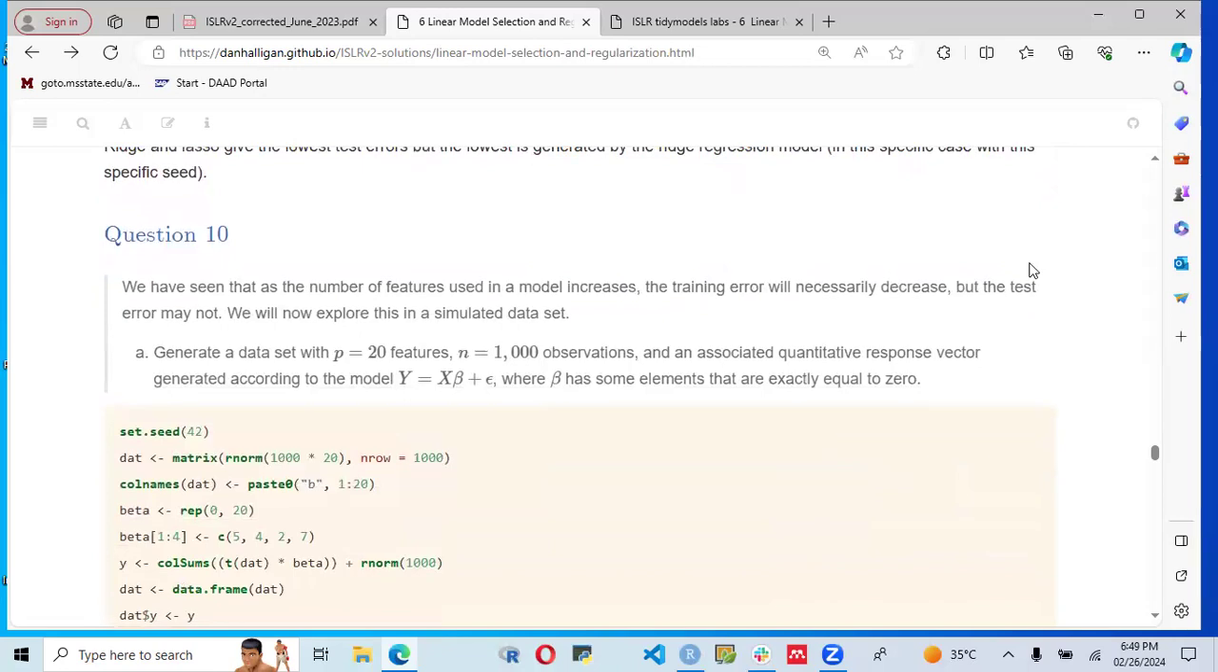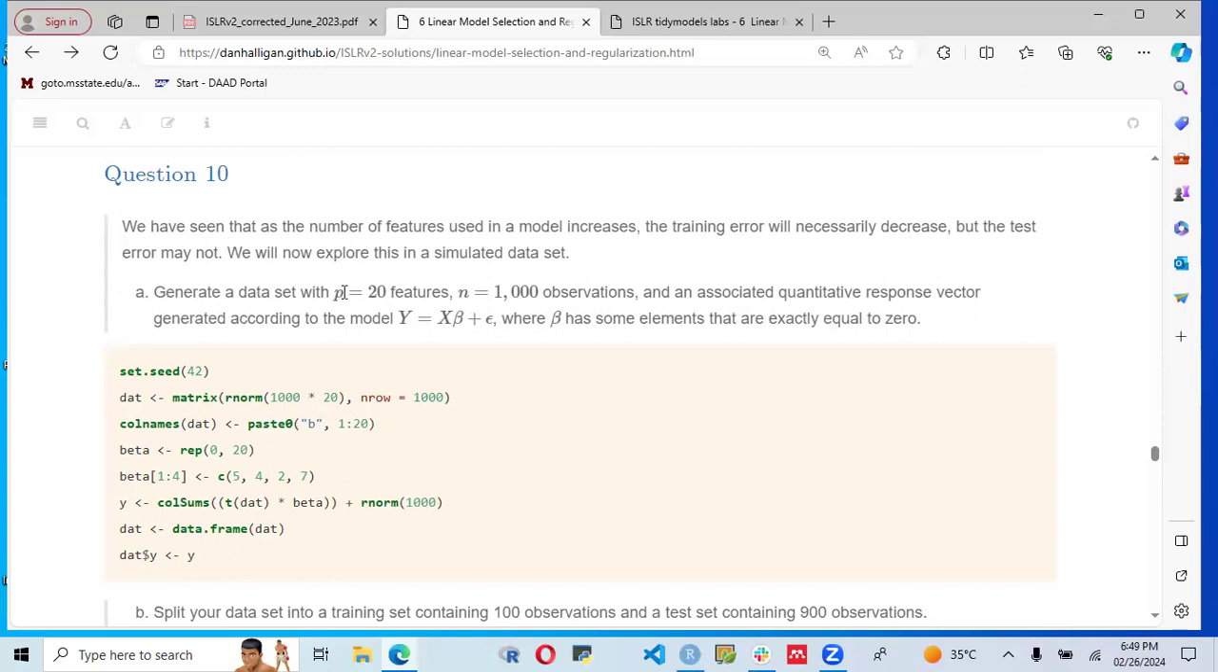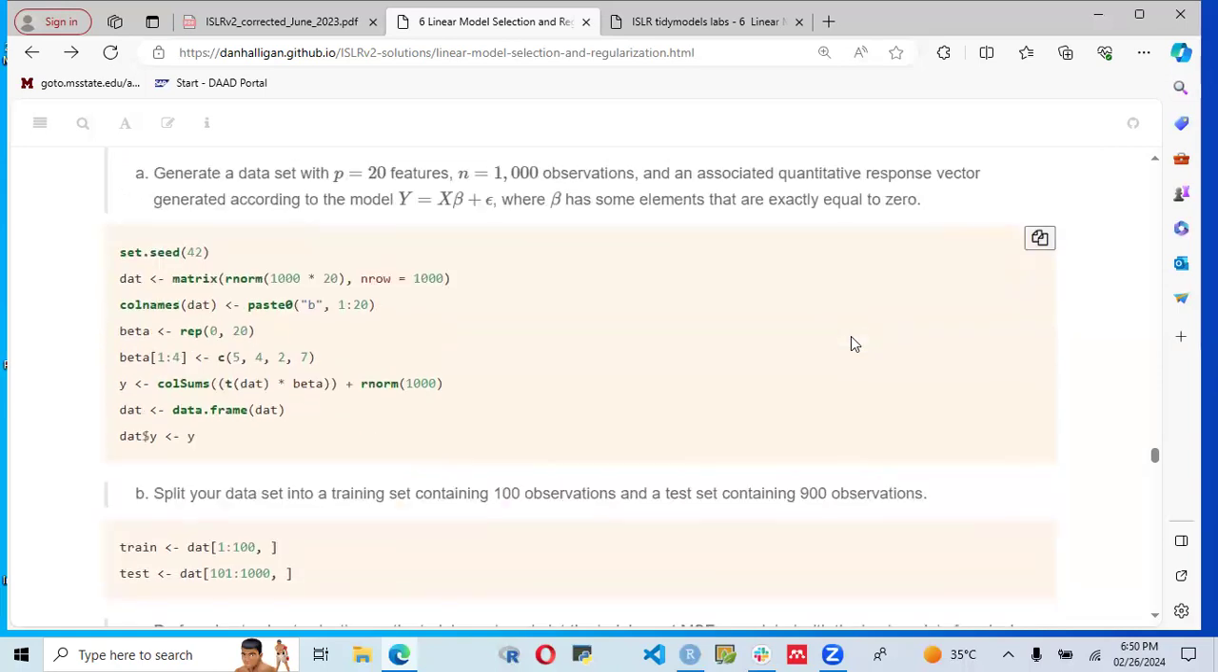Okay, question 10. We have seen that as the number of features used in a model increases, the training error will necessarily decrease, but the test error may not. We will now explore this in a simulated data set. So they say we should generate a data set with p equal to 20 predictors and n equal to 1,000 observations, and an associated quantitative response vector generated according to the model Y equals X beta plus epsilon, where beta has some elements that are exactly equal to zero. So here we set our random seed.